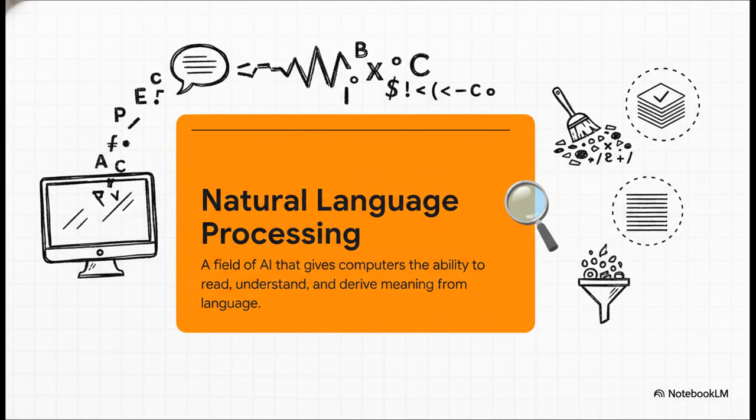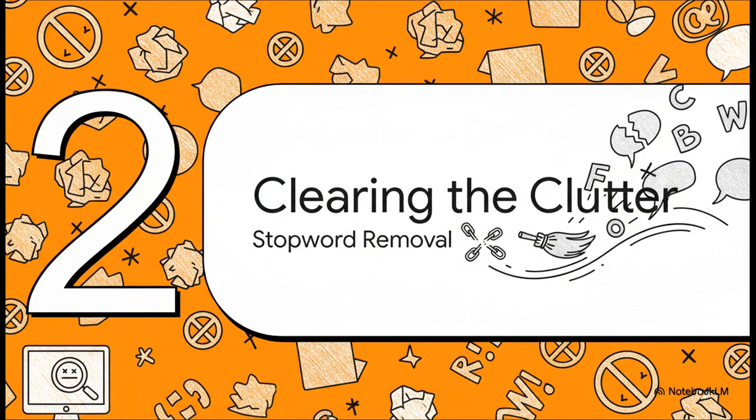Okay, so you can think of NLP as basically teaching computers to be translators between us and them. But before a computer can even dream of understanding what words mean, it has to wade through all the clutter. The very first step, it's got to clean house. And our first tool for this big cleanup job is a technique called stop word removal. It sounds simple, but it's an incredibly powerful first step to just get rid of words that don't really add much meaning to the sentence.